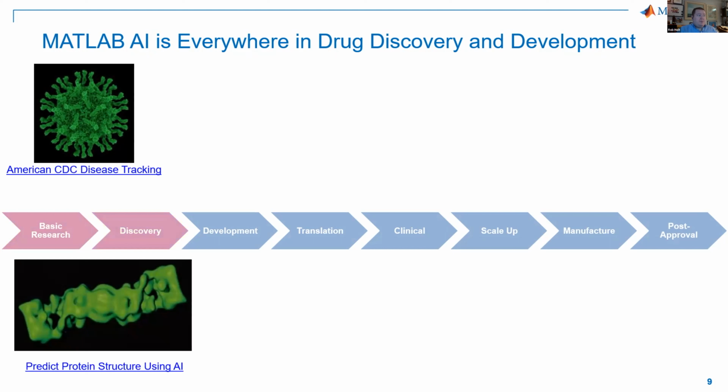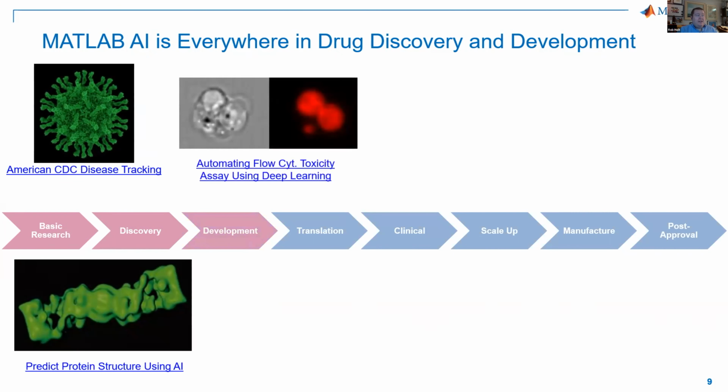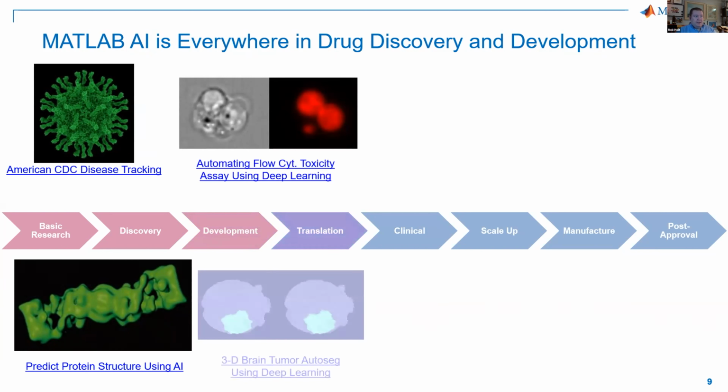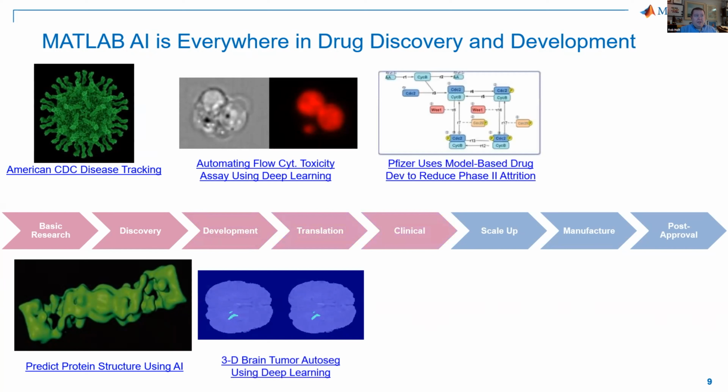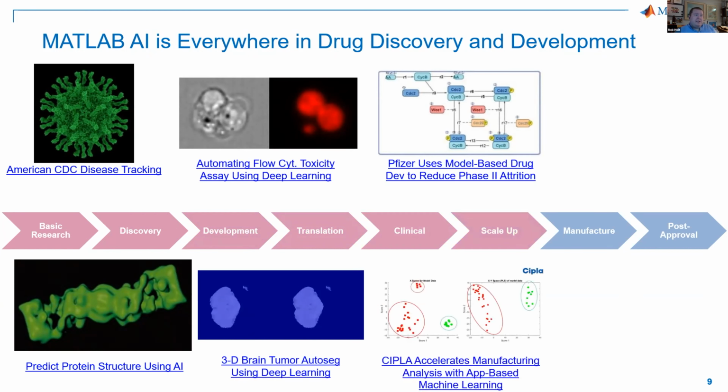We have examples about predicting protein structure using AI, automating flow cytometry toxicity using deep learning, looking at deep learning to assess morphological changes in cellular toxicity. Here's an example I'll come back to, but 3D tumor auto-segmentation using deep learning. Pfizer has used MATLAB to reduce phase 2 attrition. A fairly recent story is that we worked with Cipla to accelerate their manufacturing with app-based machine learning. And I'd be glad to talk about what that project looks like.